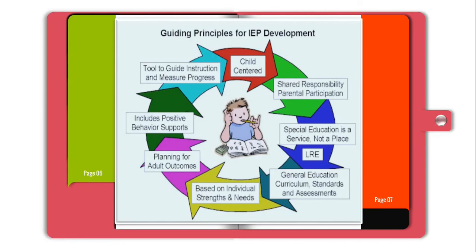Guiding principles for IEP development: it is child-centered, with shared responsibility and parental participation. Responsibility is shared between team members, that is stakeholders: parents, coach, special teachers, psychologist, counselor, psychiatrist, physiotherapist, etc. are in the team. Special education is a service, not a place. General education curriculum standards and assessment based on individual strengths and needs. Planning for adult outcomes includes positive behavior support, tools to guide instruction and measure progress. So these are some guiding principles for IEP development.